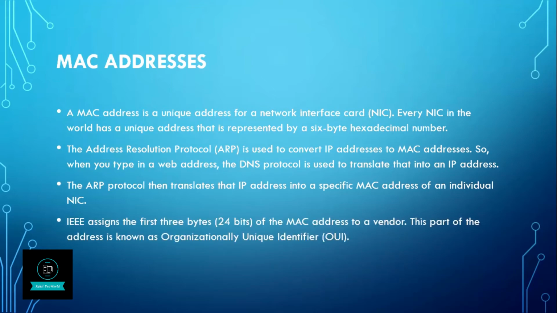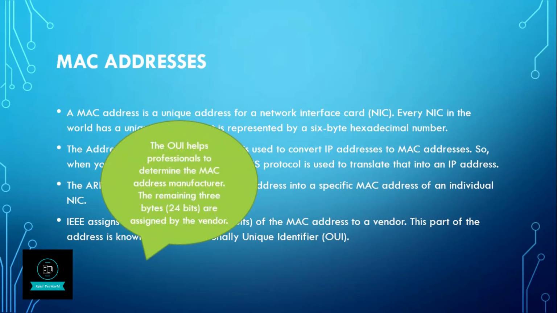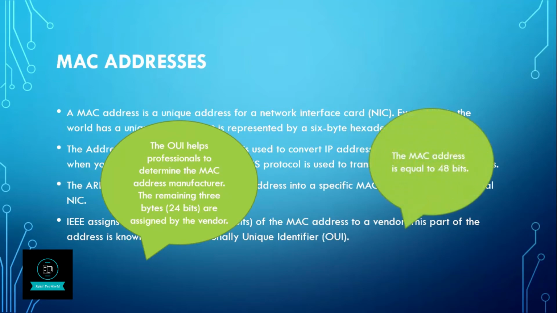IEEE assigns the first 3 bytes, 24 bits, of the MAC address to a vendor. This part of the address is known as the Organizationally Unique Identifier. The OUI helps professionals to determine the MAC address manufacturer. The remaining 3 bytes are assigned by the vendor. The MAC address is equal to 48 bits.